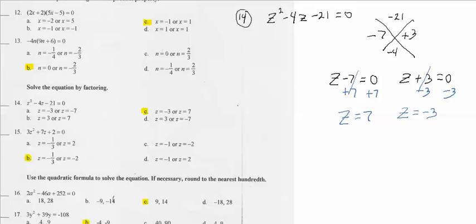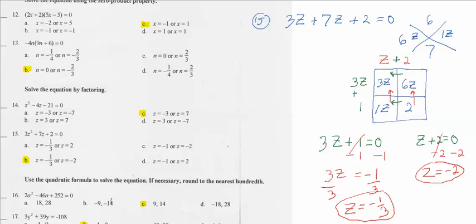Okay, so on 14 it says solve the equation by factoring, so I just did our x. We ended up with negative 21, and add together to be negative 4: negative 7, positive 3. I set these to z minus 7 is equal to 0, and z plus 3 is equal to 0. Added 7, so I got z is equal to 7. Subtract 3, I got z is equal to negative 3.